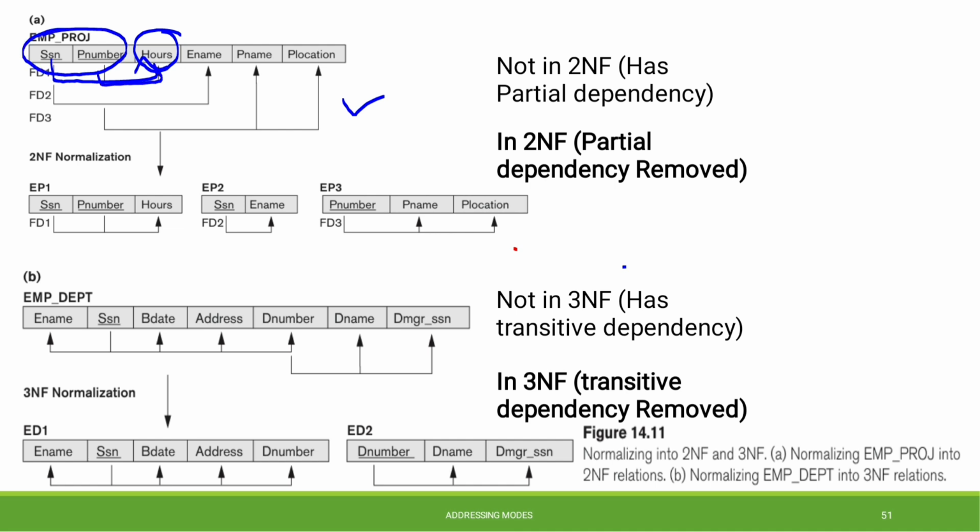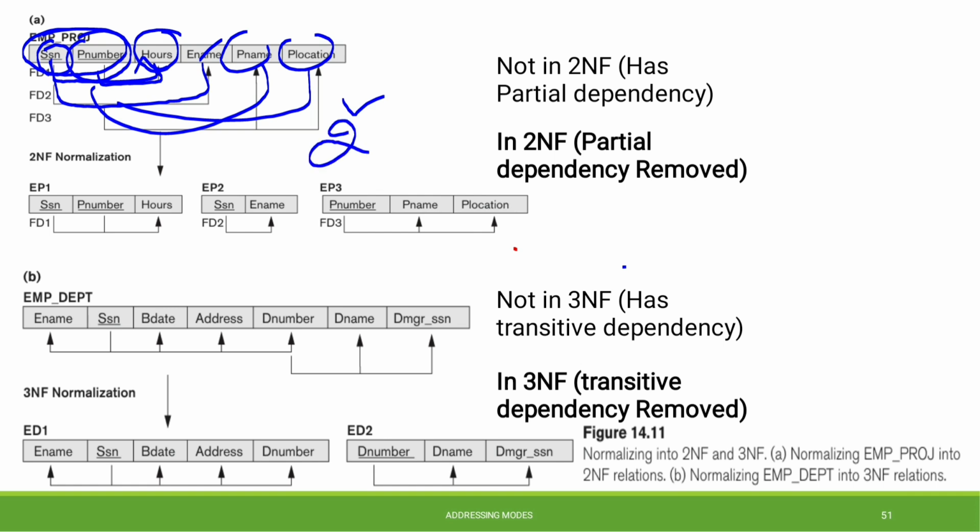But for the other non-prime attributes, ename is partially dependent on only one prime attribute. P name and P location are partially dependent on only one prime attribute, that is P number. They show the examples for partial dependency. Hence, this table is not in 2NF.